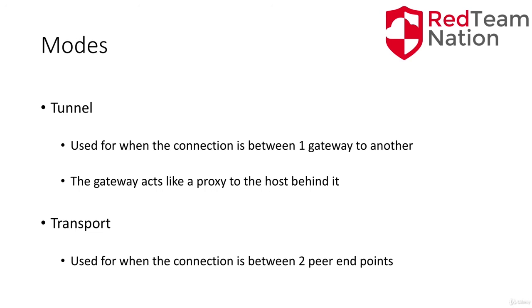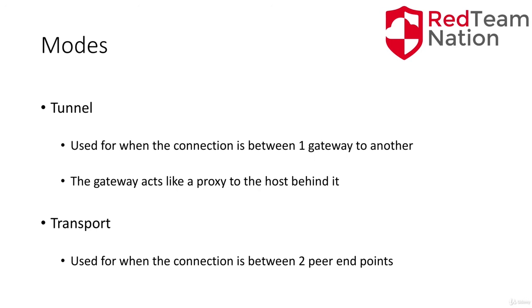Now, transport mode is a little bit different. This works when you want to have a secure tunnel connection between two peers. So if I wanted to talk with, let's say, my MacBook, to somebody else on the other side of the office with a MacBook, I would build a tunnel between us two, and then we could have secure communication between us two.